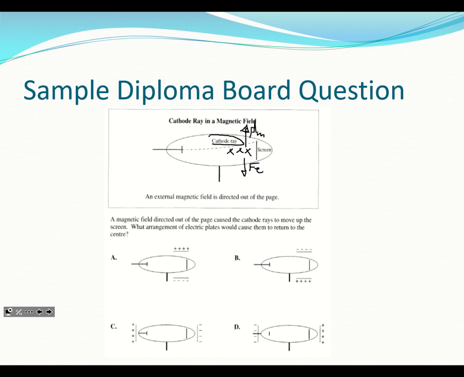And their cathode rays, which you should know are electrons. Oh, sorry, it says out of the page. I drew that wrong. So it'd be circles or dots. It'd be out of the page. Would make it go upwards. Yeah, that makes sense. So if we want our electric force to go down, we need our positive plate to be on the bottom, which makes B the correct answer.